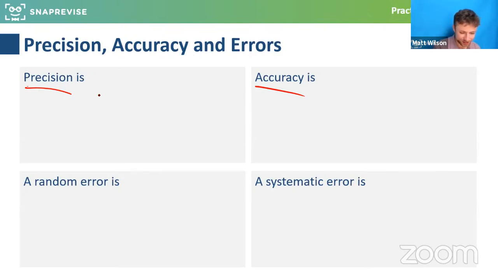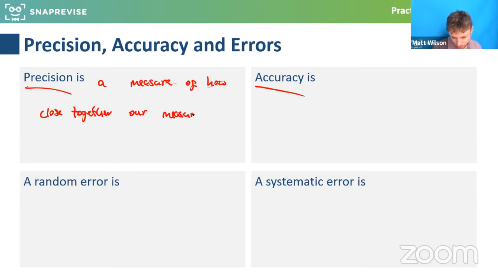Yeah, really nice. Yeah, good. Precision is a measure of how close together our measurements are. So if our measurements don't vary much from each one to the next, then we can say that our measurement must be very precise. We're not varying around too much.